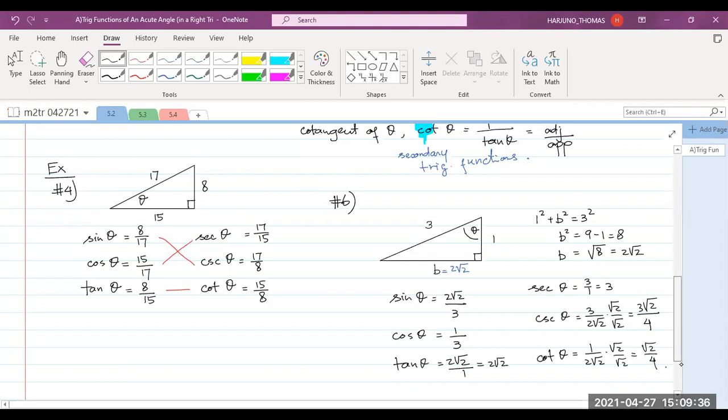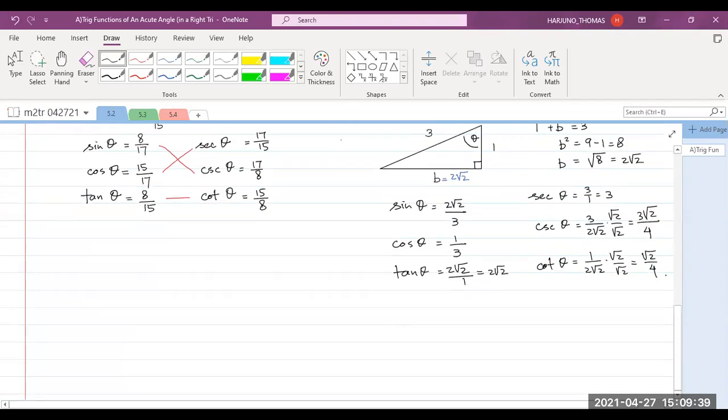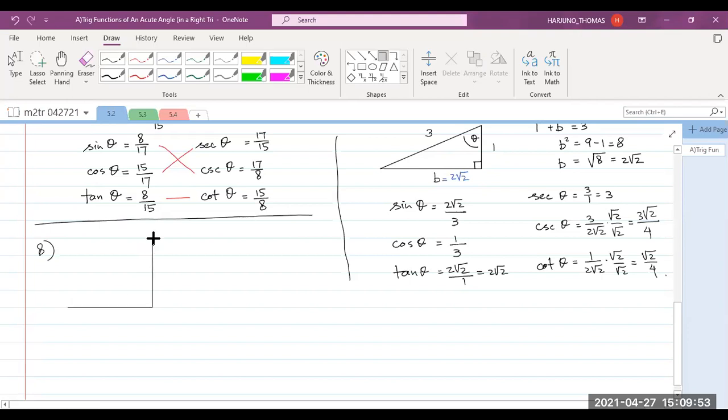Okay, now number 8 is even more abstract. Instead of giving us numbers, we will get variables. So for number 8, we have a right triangle again. The angle is on the top right. That's the theta here. The hypotenuse is C. The adjacent of that theta is A.